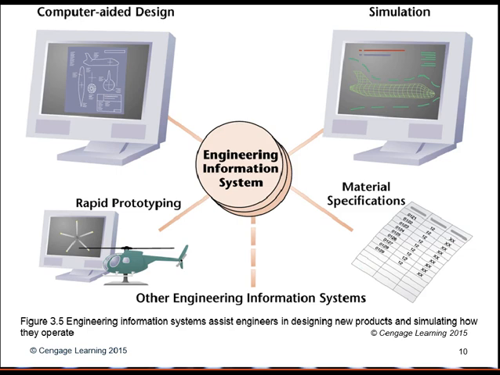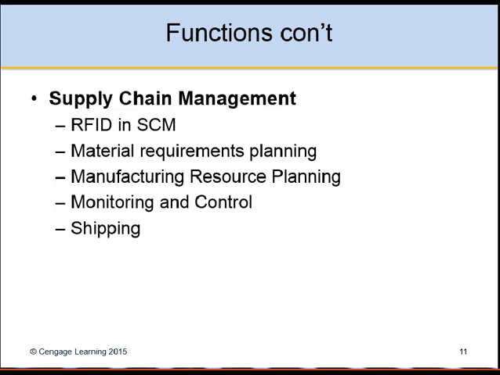And here we see a graphic of an engineering information system and the various subsystems that are part of it. A supply chain consists of procurement of raw materials, processing materials into goods, and delivering the goods. The processing of raw materials into goods is also known as manufacturing. Supply chain management is the monitoring, controlling, and facilitating of supply chains.